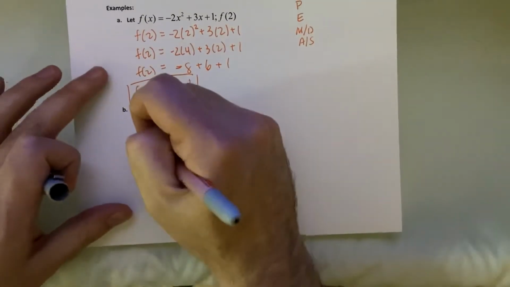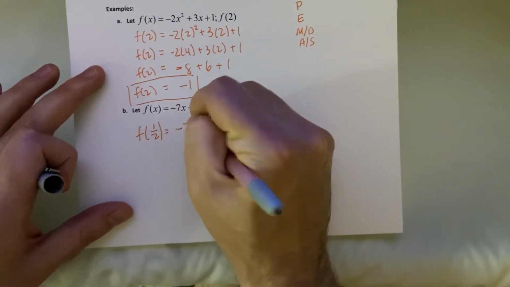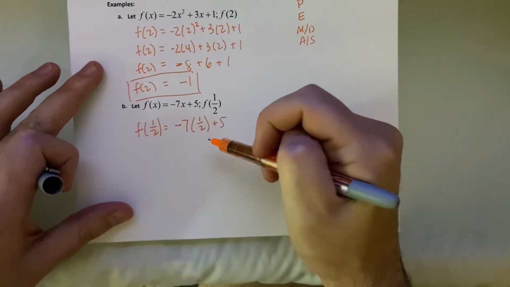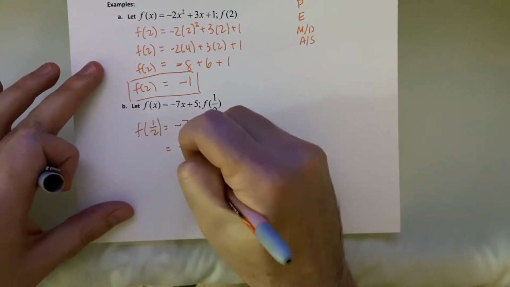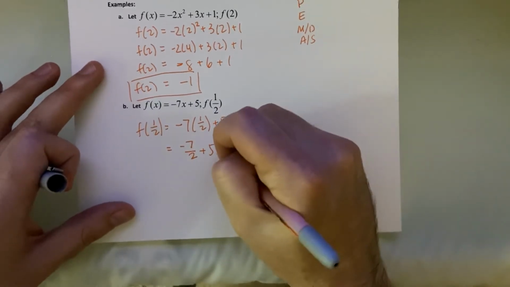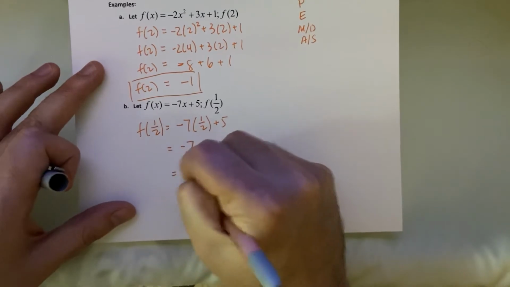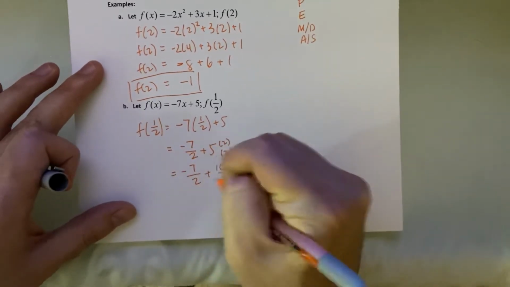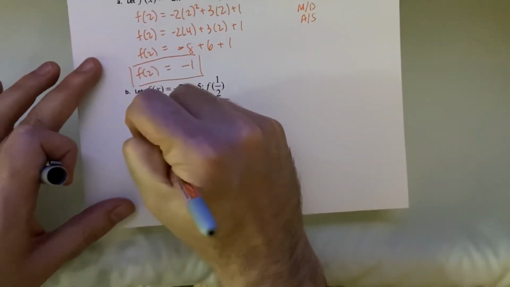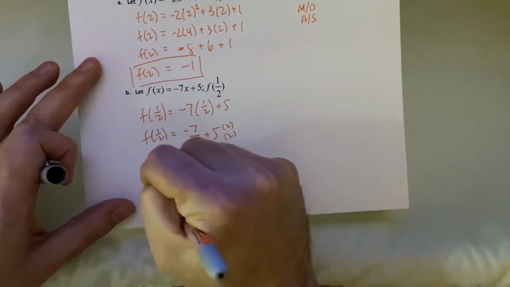Plugging in a half, f of 1/2, negative 7 times 1/2 plus 5. Now remember, negative 7 is really negative 7 over 1. This is negative 7/2 plus 5. 5 is really 5 over 1, so we can multiply by 2 over 2. It's negative 7/2 plus 10/2, which is 3/2. So that means f of 1/2 is 3/2.